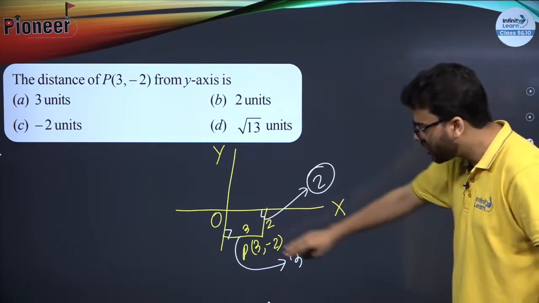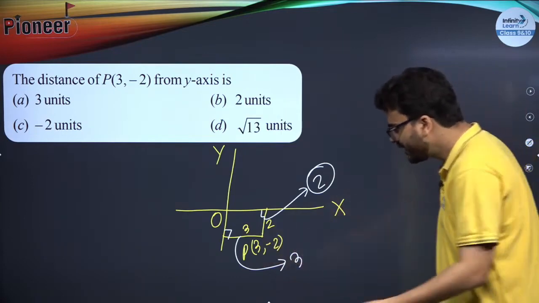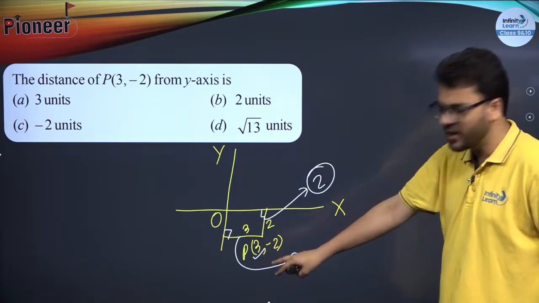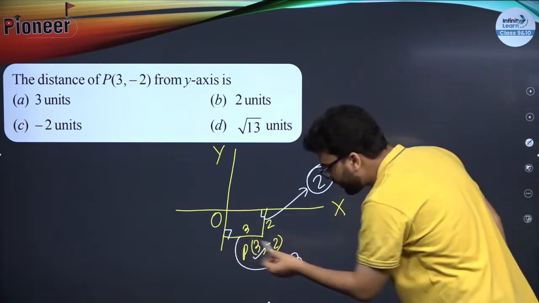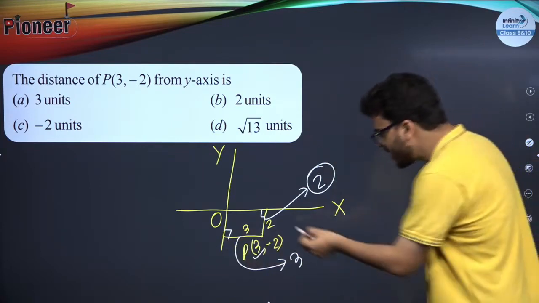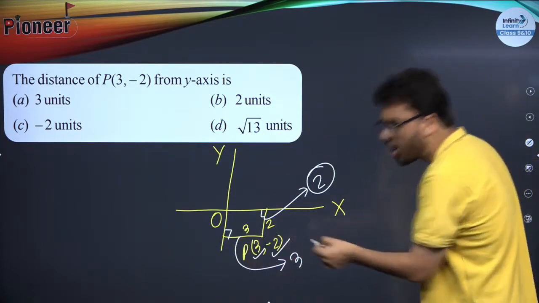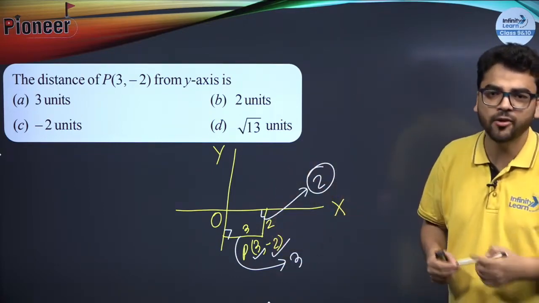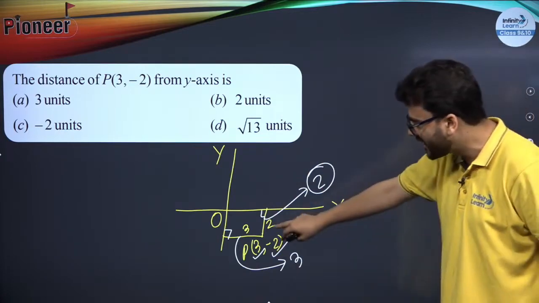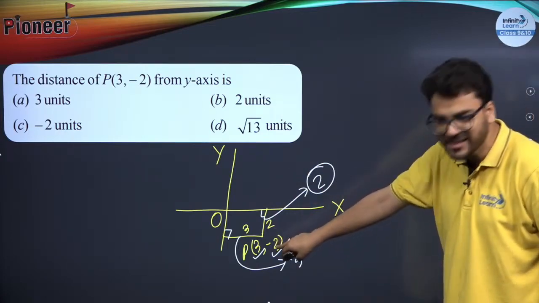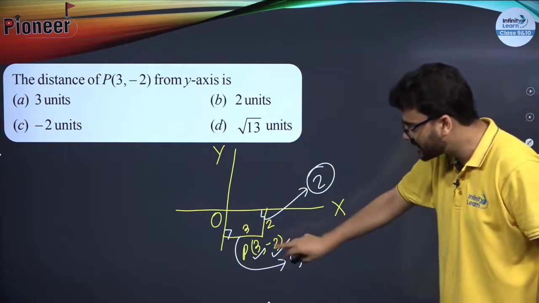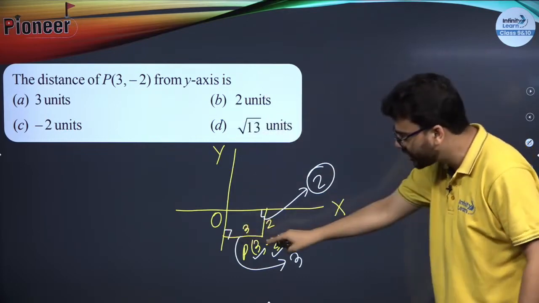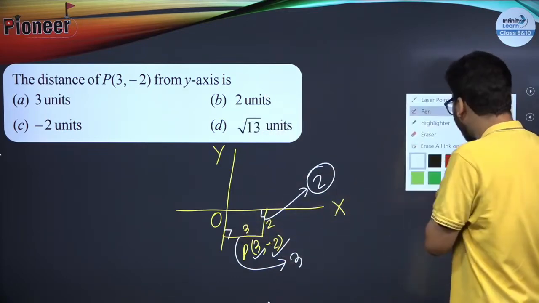Whenever you have got the coordinates of a point, the positive value of the x coordinate or abscissa is the perpendicular distance from y-axis, and the positive value of the y coordinate or ordinate is the perpendicular distance from x-axis. It is opposite. And don't forget that distance can never be negative. You cannot say that the perpendicular distance of this point from the x-axis is minus 2 units. It will be plus 2 units only. In the question, it is the perpendicular distance from the y-axis, so 3 units is the correct answer over here.